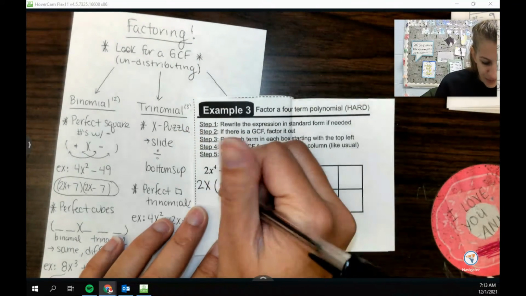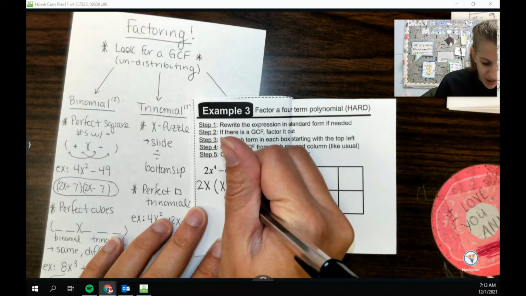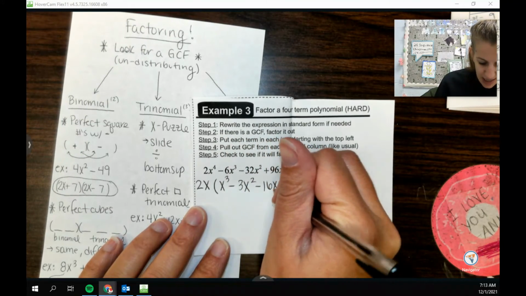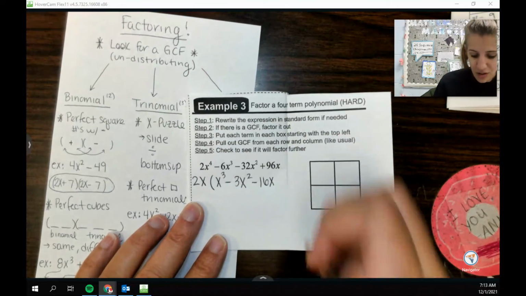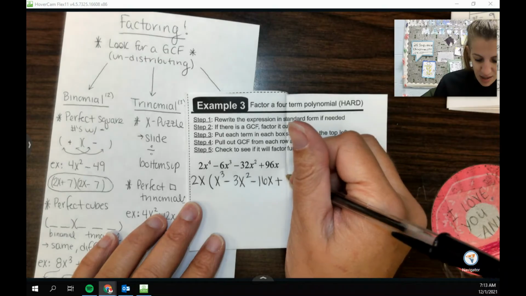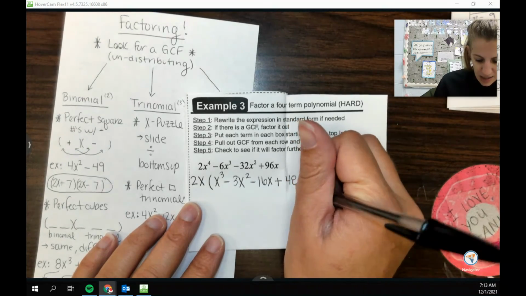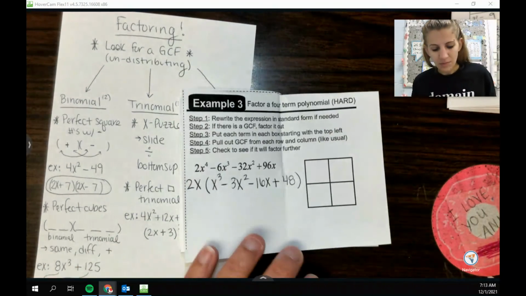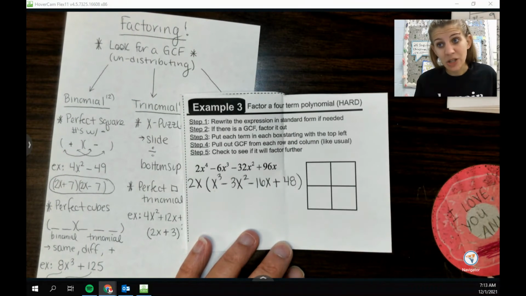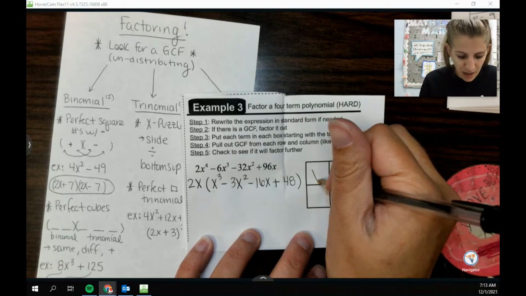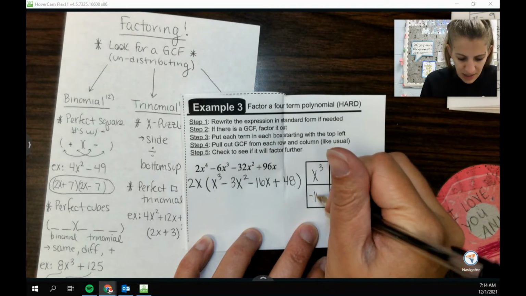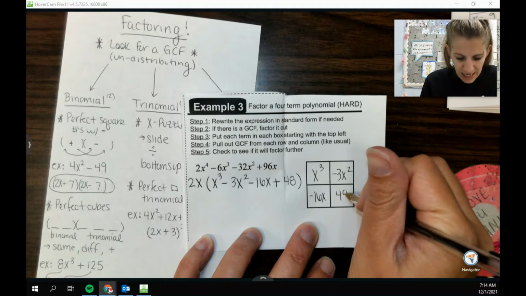And so when I do, we'll have x to the 3rd minus 3x squared minus 16x to the 1st, and then plus, oh my goodness, 48. And then I have 4 terms left. So, me personally, I like to do the box, so I'm going to set up the box. So x to the 3rd minus 3x squared minus 16x, 48.